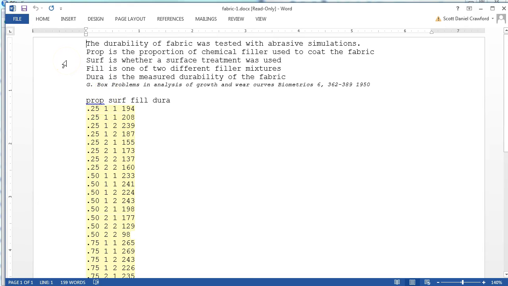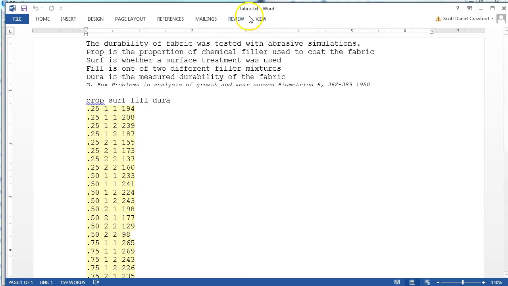And what they did is they took a bunch of fabric, like jeans, and laid them on sander belts to see how long it took to break through the jeans. That's one way they can test how tough that material is. We have a special chemical filler and a surface treatment, and we have different filler mixtures. And we're wondering, out of all these combinations, does it matter which one you use? I told you this was a famous data set because it exemplifies why interactions can be so important.